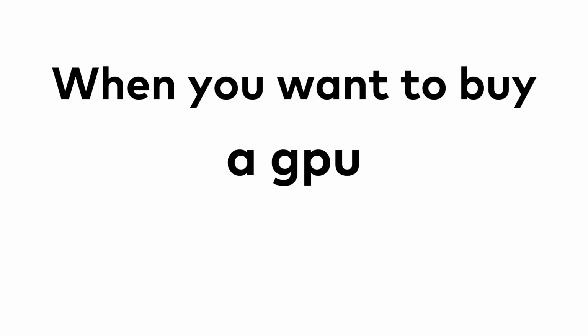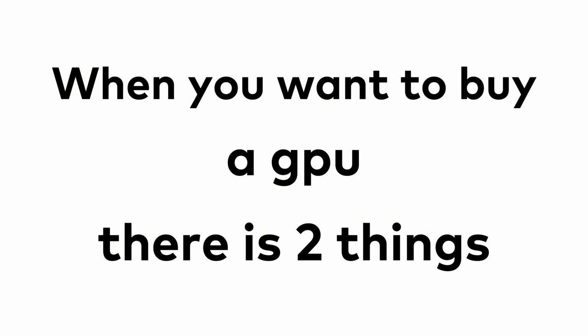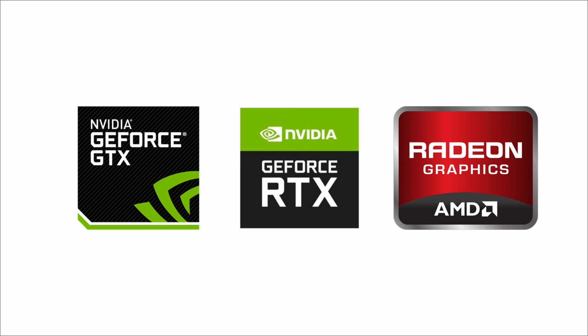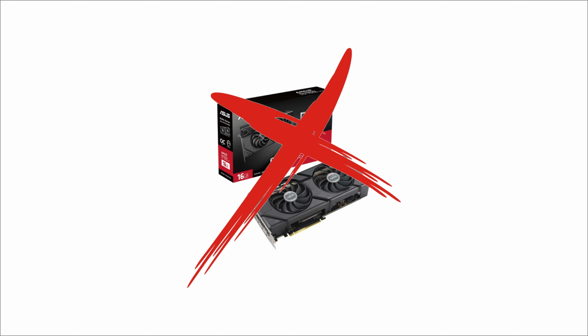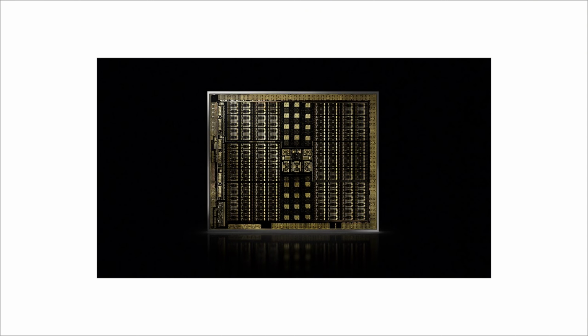When you want to buy a GPU, there are two things you should look at. First, look at what series it is. Different series have their own features. Like NVIDIA has ray tracing on its RTX series, but other graphics cards don't have this. It happens because of graphical architecture.